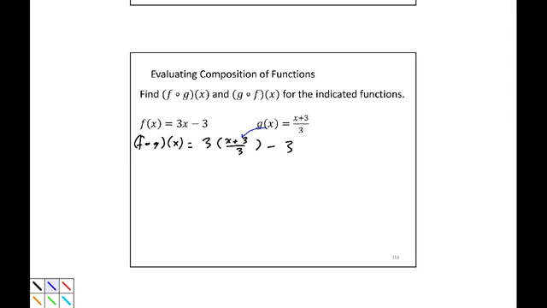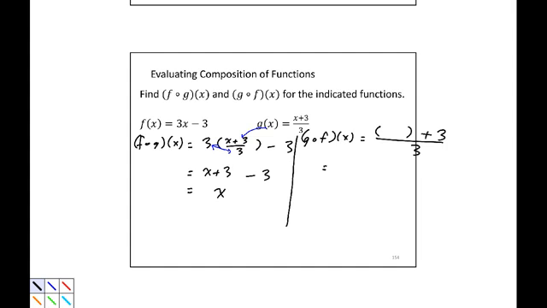Well, perhaps you notice that these 3's are going to cancel, so that this becomes x plus 3 minus 3, which is x. That tells us something very particular, something very special about these two functions. But before I tell you what that is, I'm going to find g of f of x. That means I'm going to take my g function, and I'm going to replace into it f. So that would be something plus 3, all divided by 3.